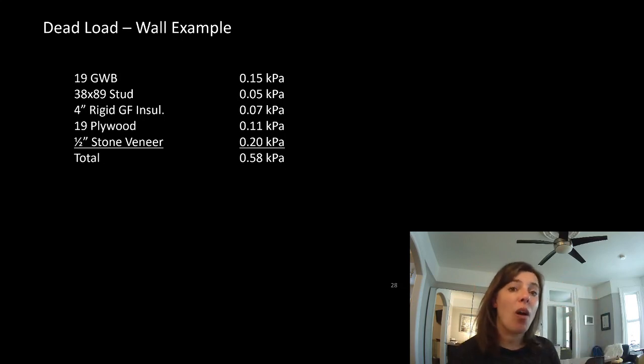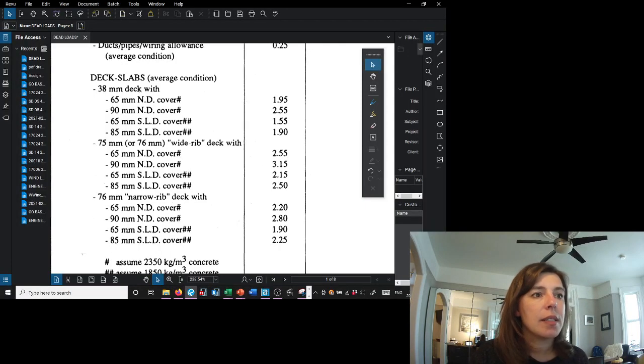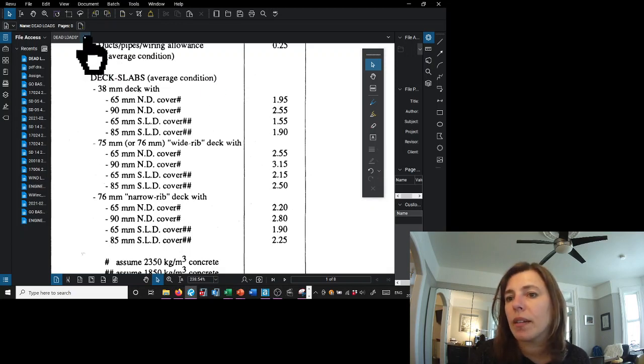So they've said that our wall assembly is 19 millimeters of gypsum wallboard, 38 by 89 stud, 4 inches of rigid fiberglass insulation, 19 millimeters of plywood, and ½ inch of stone veneer. So let's go look up what all of these are. Let's go to our, oh, I forgot that it made it not work.